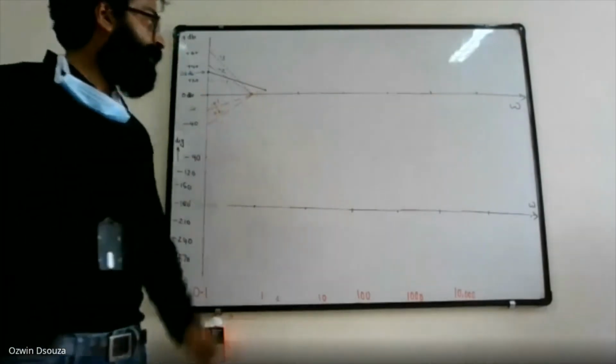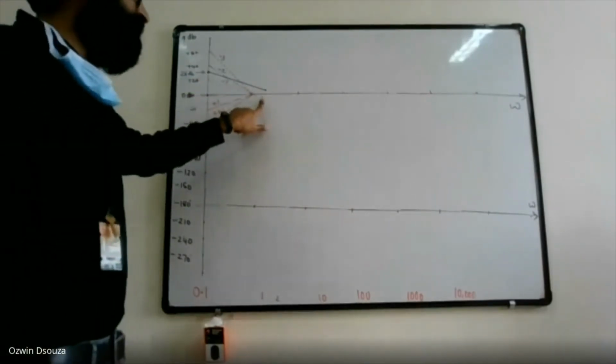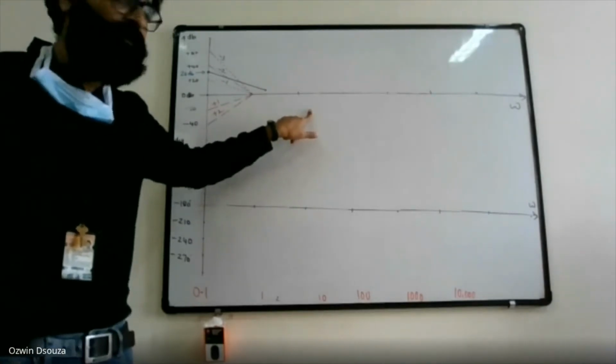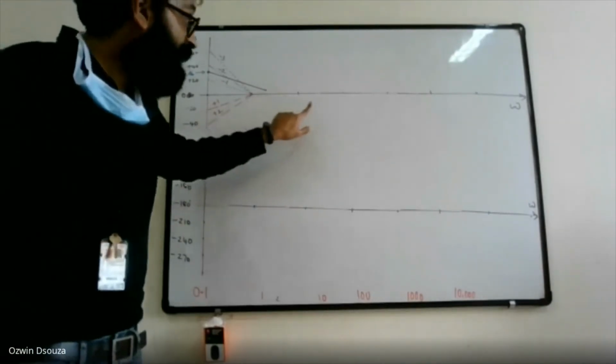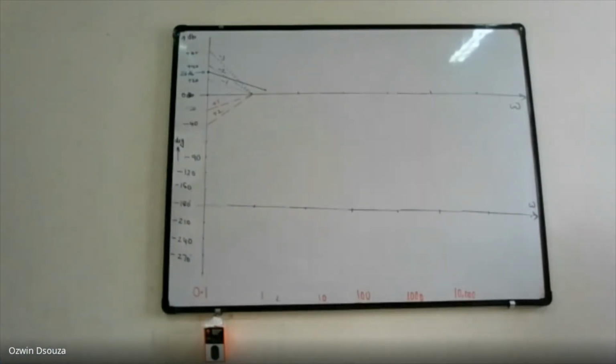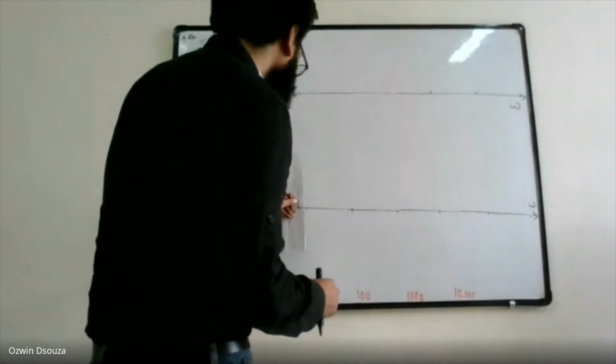So at 2 radian per second, the net slope becomes minus 40 decibel per decade. So from 2 radian per second till the next corner frequency, which is 20 radian per second, the straight line will have a slope of minus 40 decibel per decade. So to draw this, you have to identify 20 radian per second.